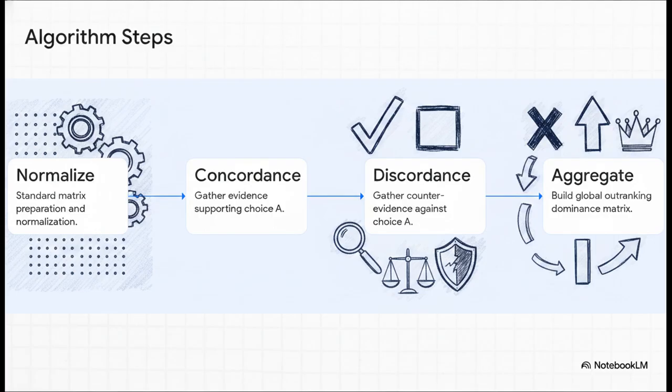First, standard matrix preparation and normalization. Second, it computes concordance. Think of this as gathering all the positive evidence supporting the claim that choice A is better than choice B across your criteria. Third, it computes discordance. This is the counter-evidence. Is there any criterion where choice A fails so badly against choice B that it hits that veto threshold we just talked about? Finally, in step 4, it aggregates all this evidence and counter-evidence into one global outranking dominance matrix.